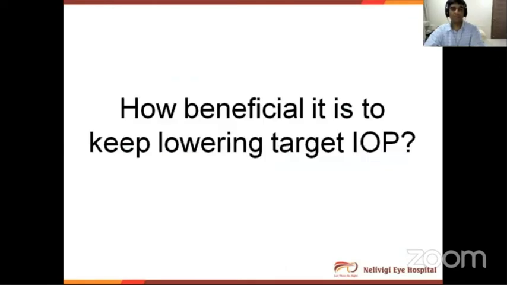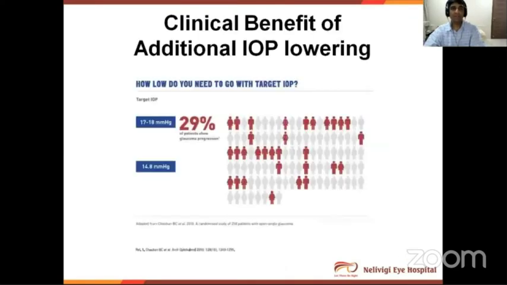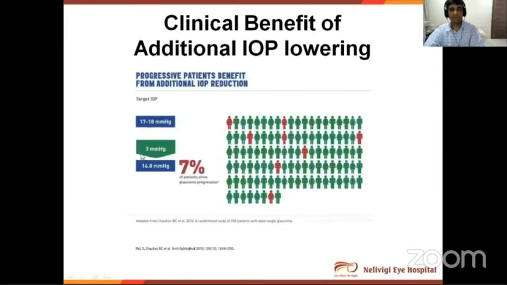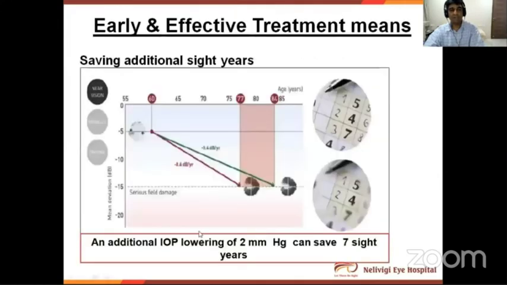How beneficial is it to keep lowering the target IOP? The clinical advantage of lowering is shown here. When you have an intraocular pressure or target IOP of about 17 to 18 millimeter mercury, in this particular trial, 29% of the patients progressed, whereas when the target IOP was lowered by 3 millimeter mercury from this point to 14.5, only 7% of the patients started progressing. So an additional IOP lowering of 2 millimeter of mercury can save almost about 7 sight years for the patient.